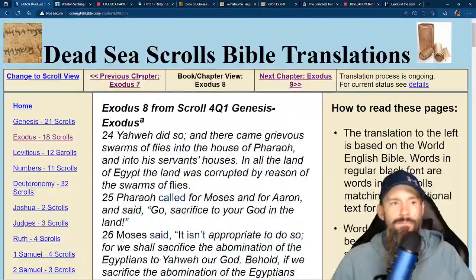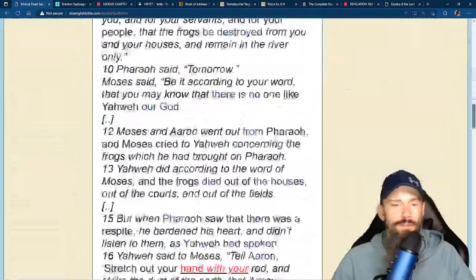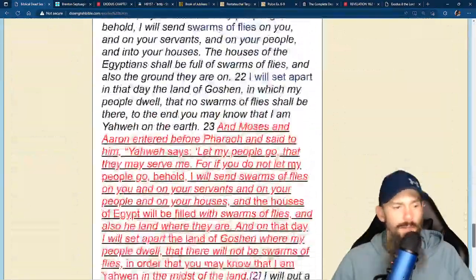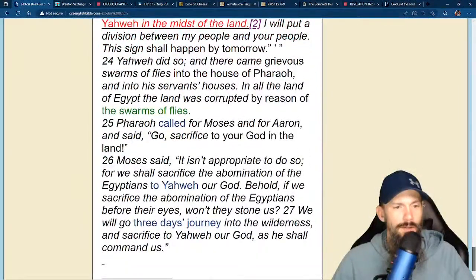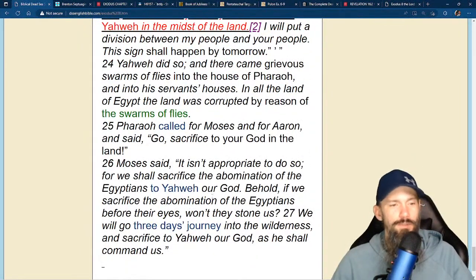I don't think it said idols in here. Maybe it did. Abomination of the Egyptians. Yep. Moses said, it is inappropriate to do so, for we shall sacrifice the abomination of the Egyptians. So it's not appropriate for them to sacrifice the abominations of the Egyptians to Yahuwah Elohim.